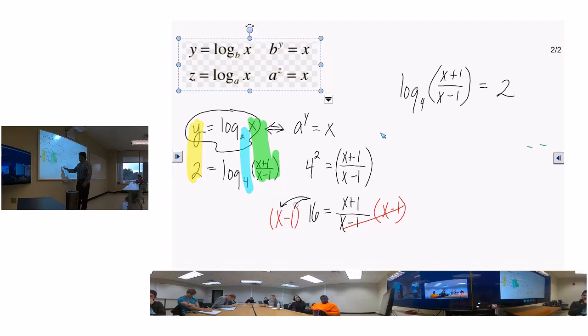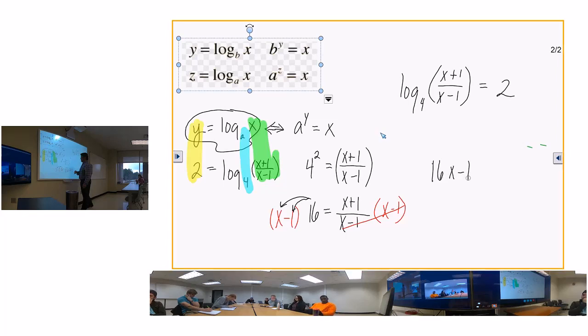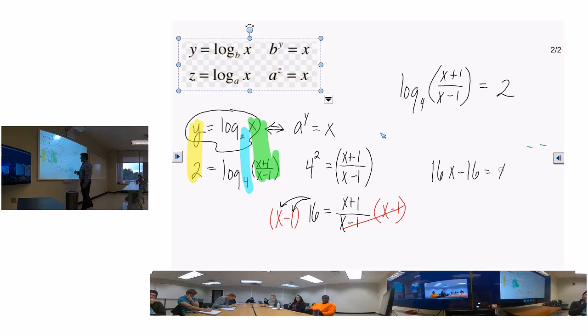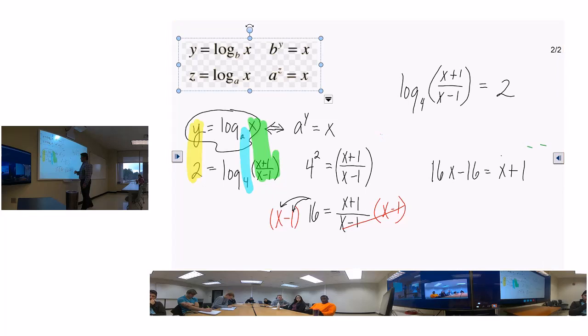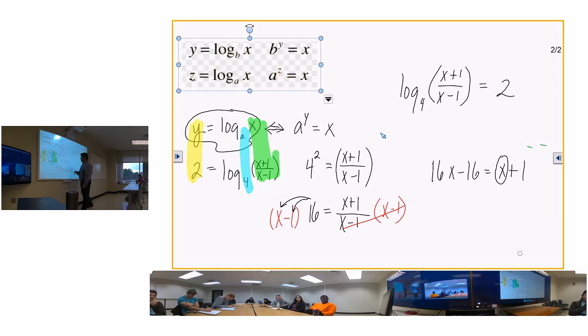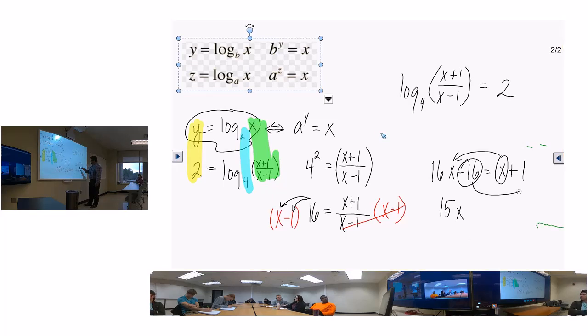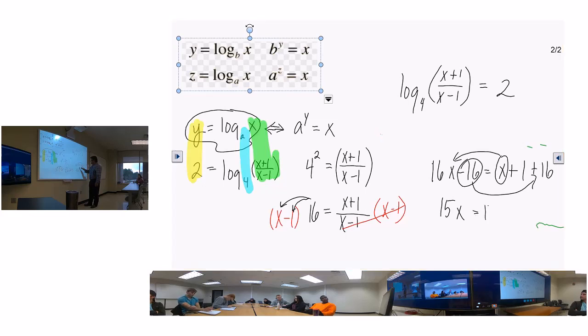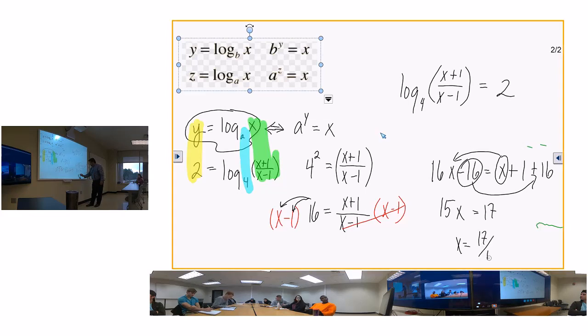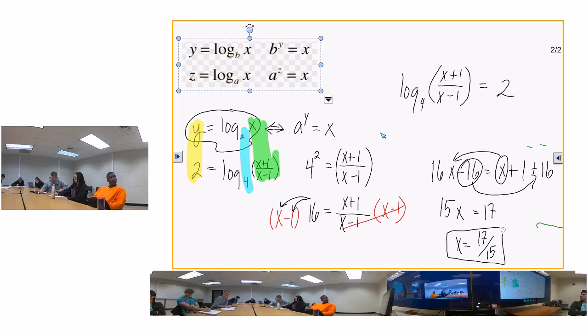I'm kind of skipping a step here. 16x minus 16 is equal to x plus what? 1. Now we're going to take this smallest bucket, and we're going to bring it over here. So that's going to be 15x. Take this negative 16 across the river, and it becomes positive 16. So our answer is what? 17.